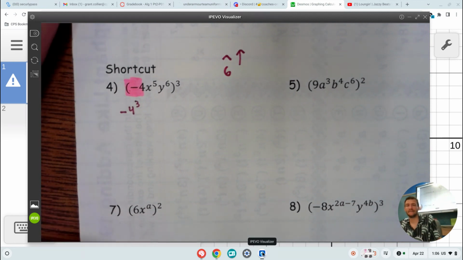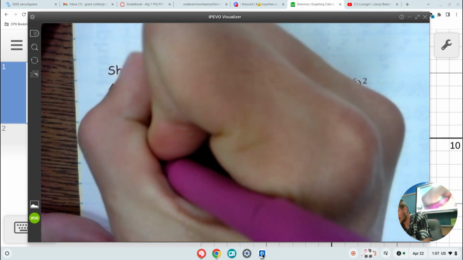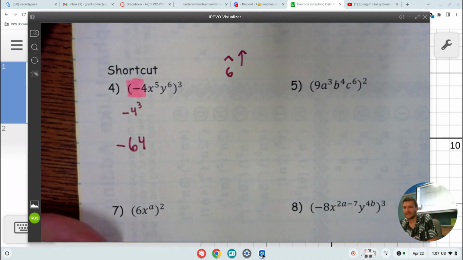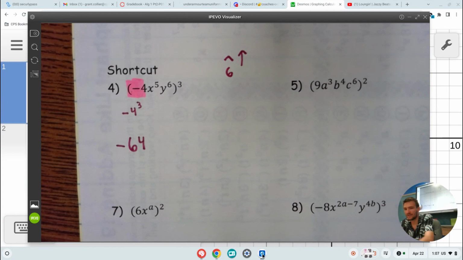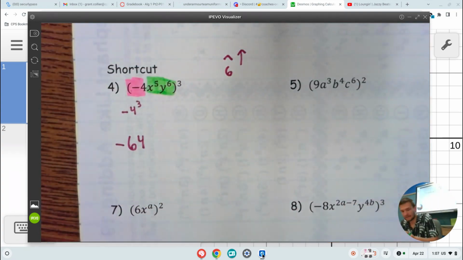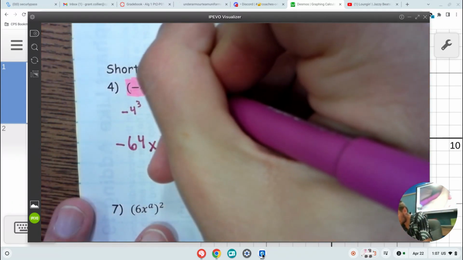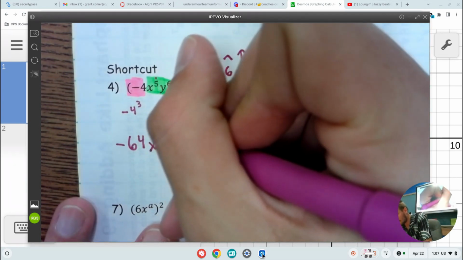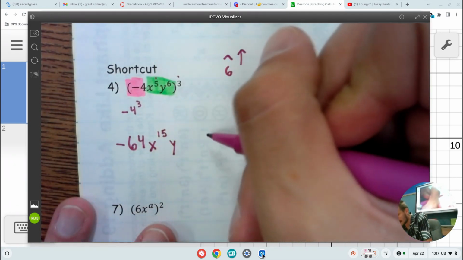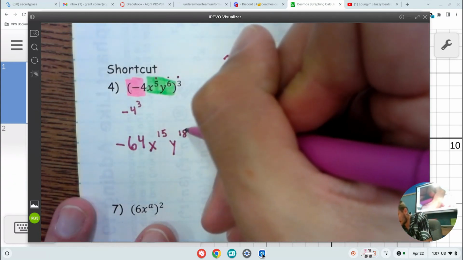And what is -4 cubed? So remember, it's not multiplying. This is normal old numbers using exponents. It's -64. Now we're going to do letters. Now we're going to downgrade. Now we're going to use multiply. And so the x's, just multiply 5 and 3, 15. And the y's, just multiply 6 and 3, 18.